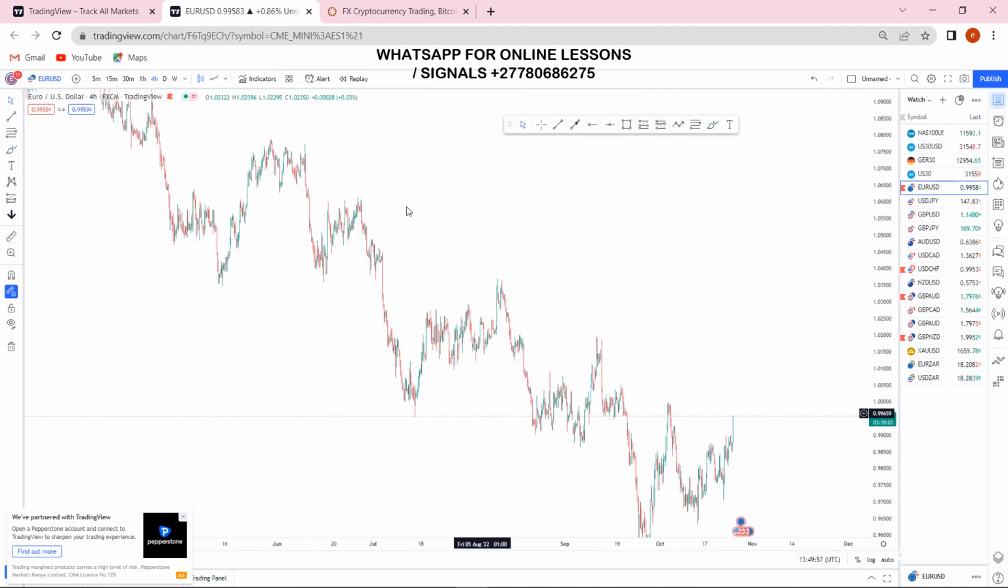Okay, so here's our real life chart, right? I'm gonna first show you guys the impulse waves. The first impulse wave is right here.